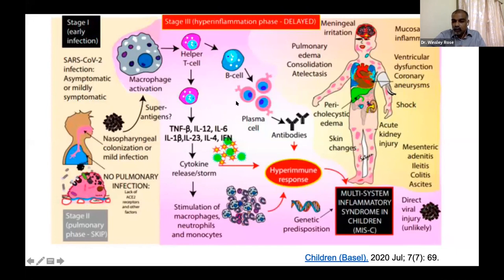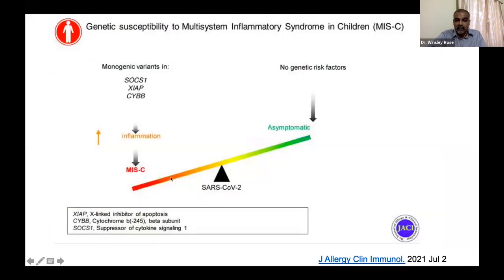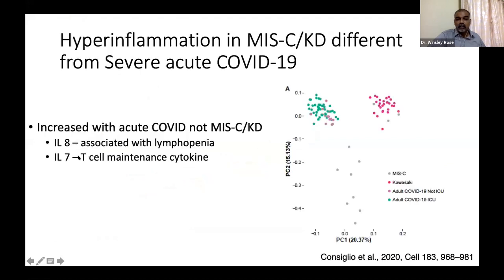Now, there is also a small component which may predispose certain children to develop all this. So there may be a genetic predisposition among children. This is a very recent paper, published maybe in the last couple of weeks, which has shown that if there are monogenic variations, there is increased inflammation, which leads on to MIS-C. And if these genetic risk factors are not there, they usually present with just mild or asymptomatic disease. So there may be a genetic component to MIS-C.